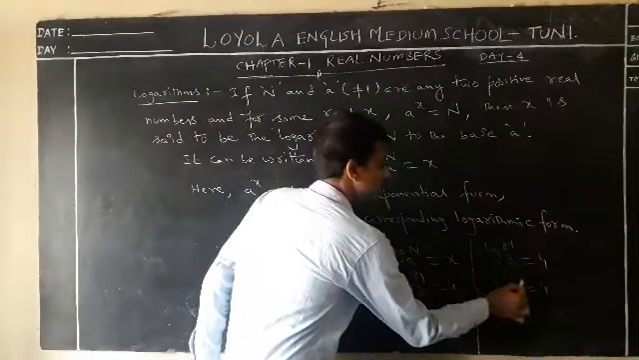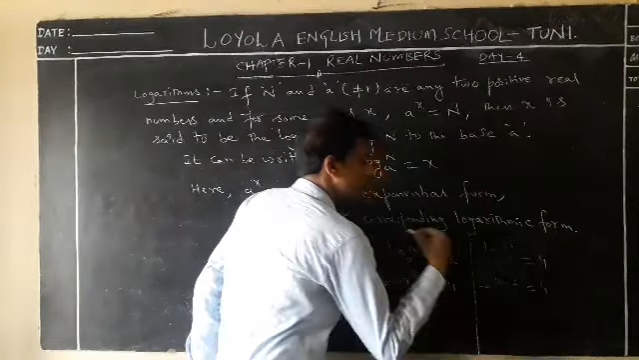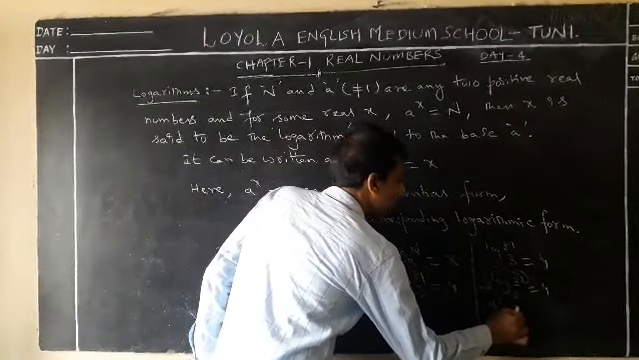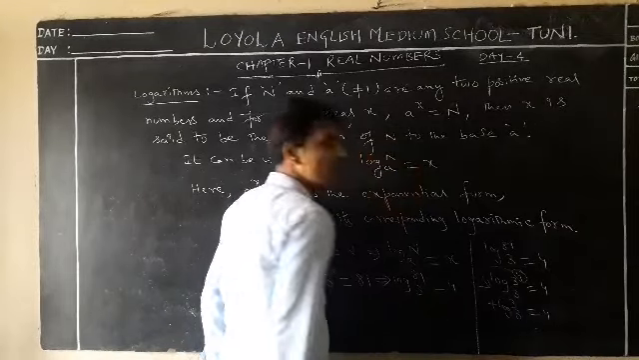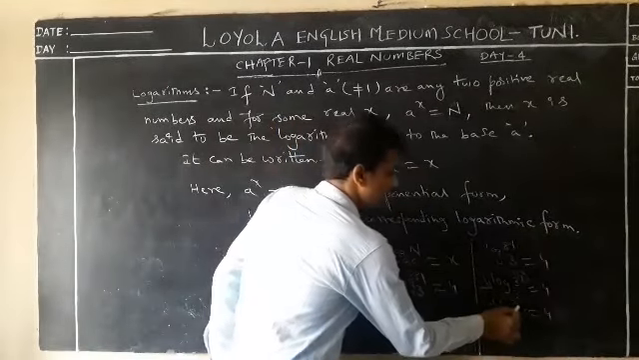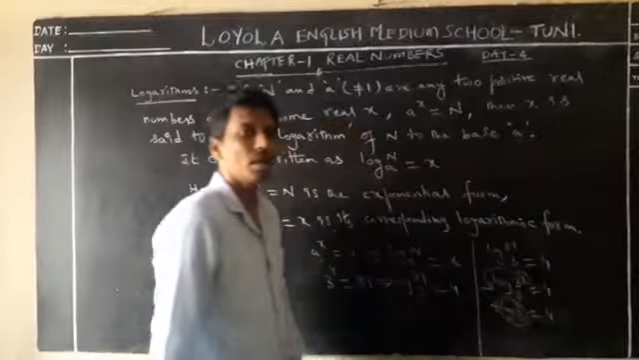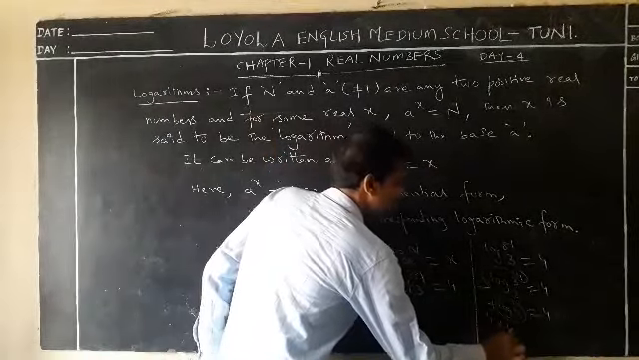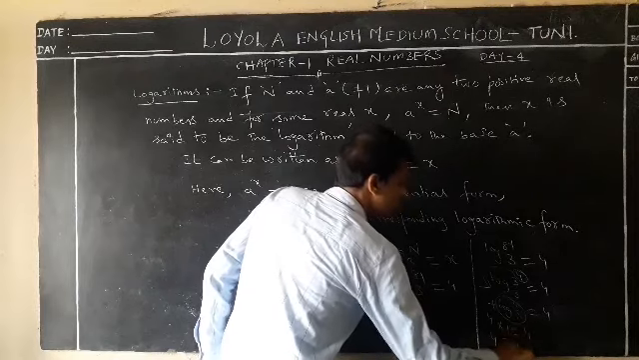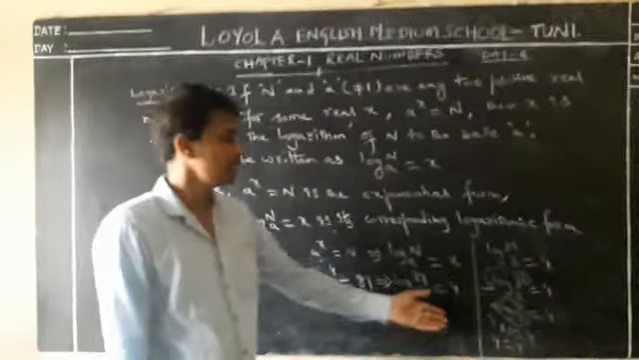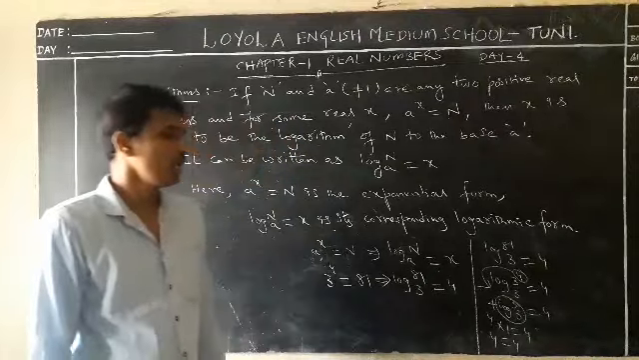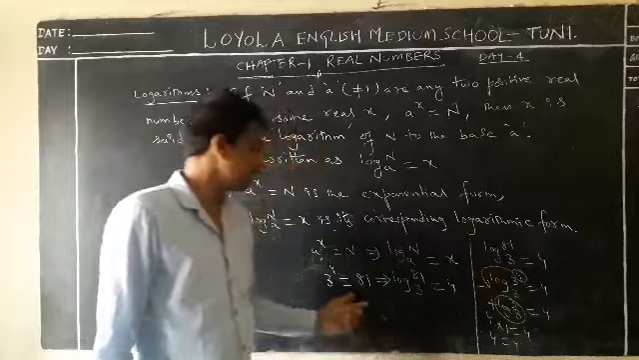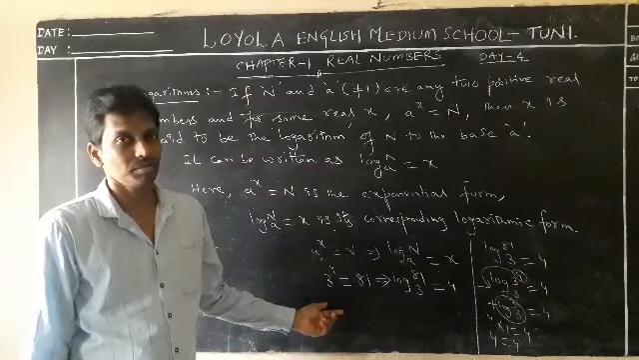Now here this power comes first. 4 log 3 base 3 equal to 4. The value of log 3 base 3 is 1. 4 into 1 is equal to 4. So 4 is equal to 4. In the same way we can show how any logarithmic form is equated to its exponential form.